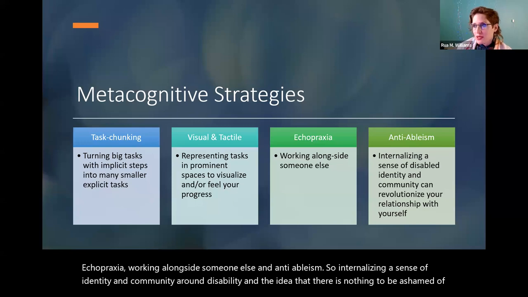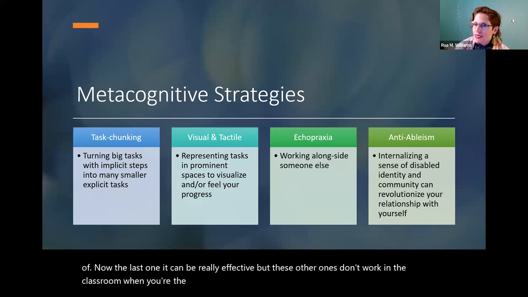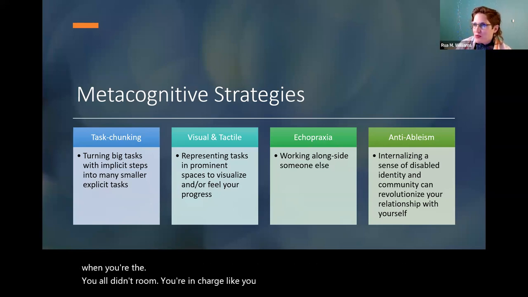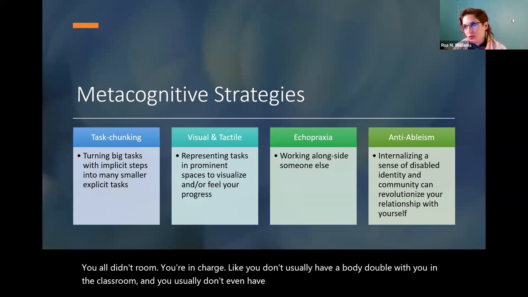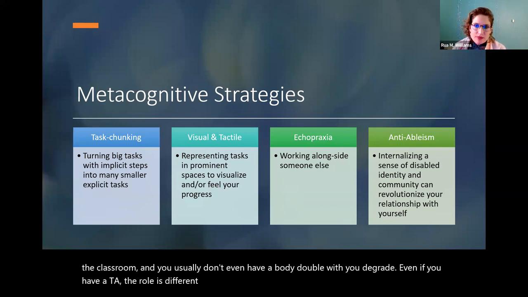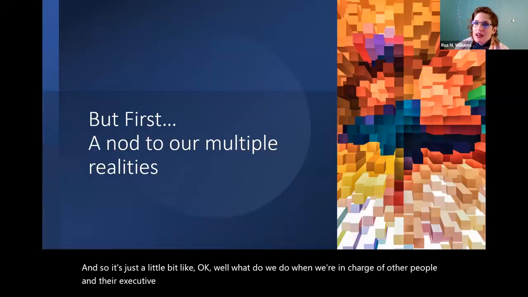Now the last one, it can be really effective, but these other ones don't work in the classroom when you're the adult in the room and you're in charge. Like, you don't usually have a body double with you in the classroom, and you usually don't even have a body double with you to grade, even if you have a TA, the role is different. And so it's just a little bit like, okay, well, what do we do when we're in charge of other people and their executive function also?